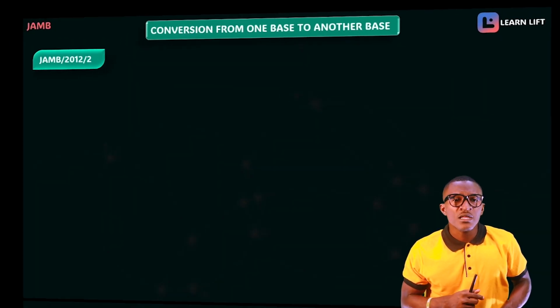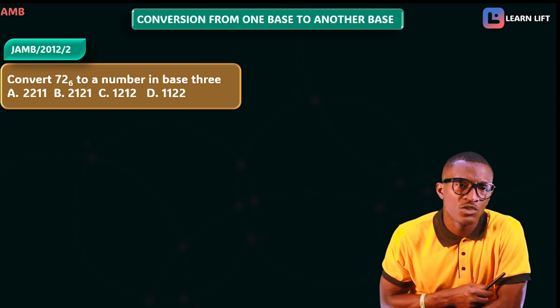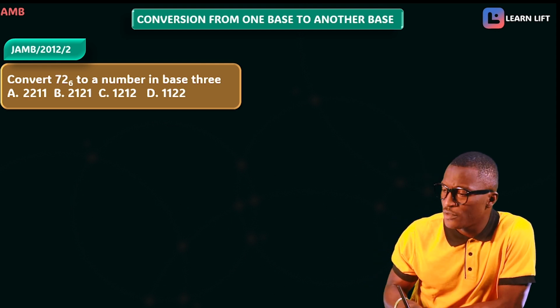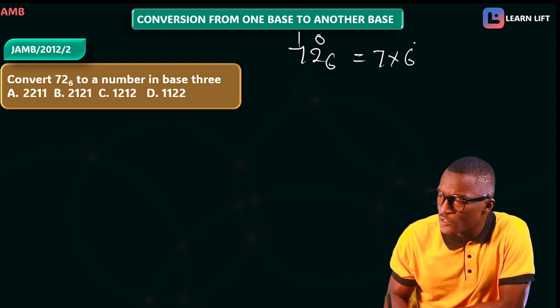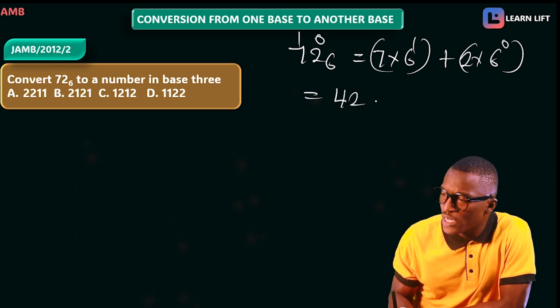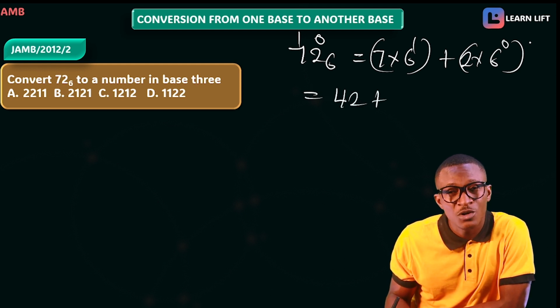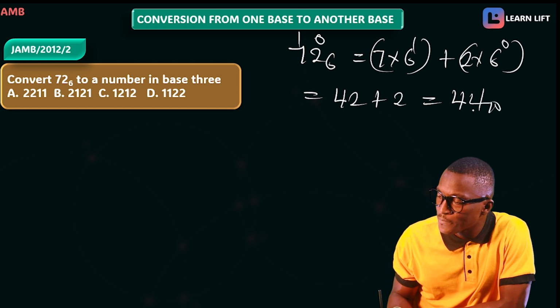Let's take the next question. 2012 question 2. The question says convert 72 base 6 to a number in base 3. So first of all, 72 base 6, let's convert it to base 10. That becomes 7 times 6 raised to power 1 plus 2 times 6 raised to power 0. And that becomes 42, right? Plus 6 raised to power 0. What's 6 raised to power 0? 1. And 1 times 2 is 2, which is equal to 44. This is in base 10.